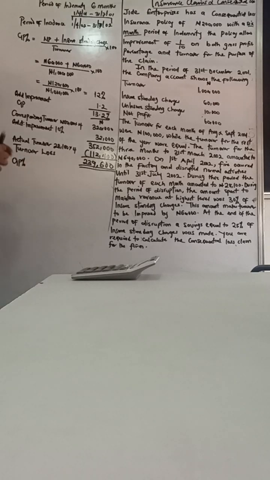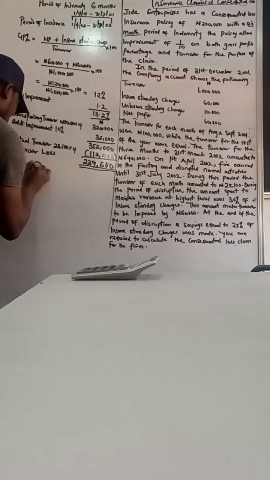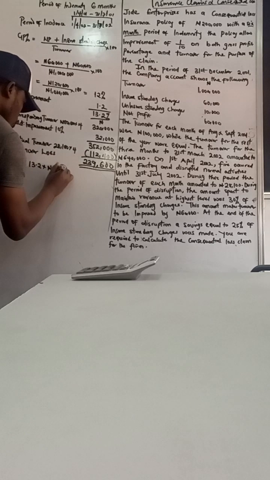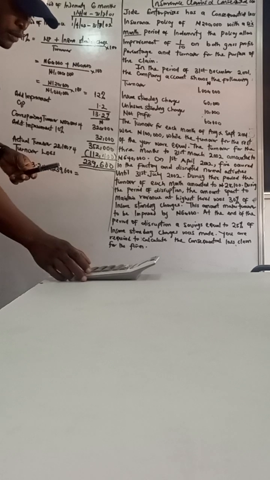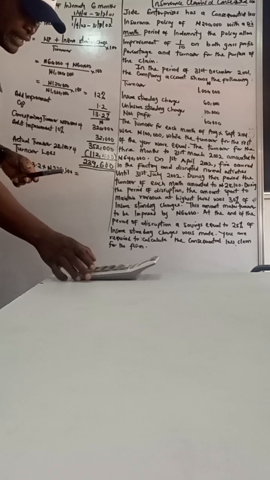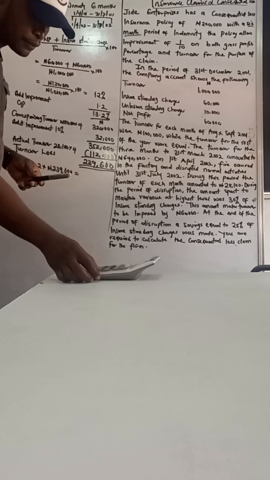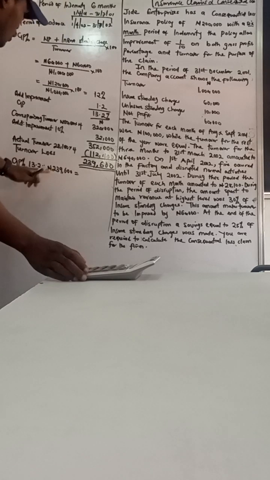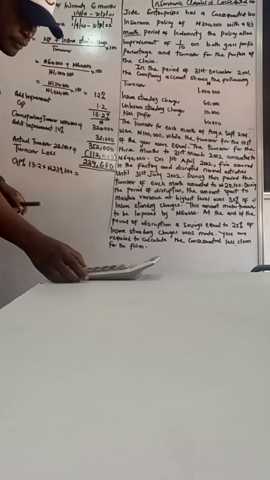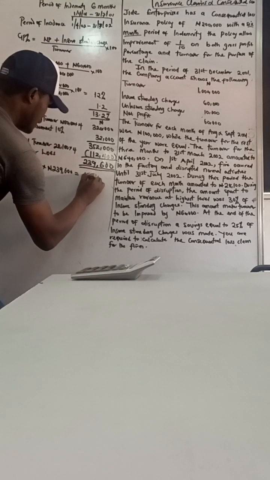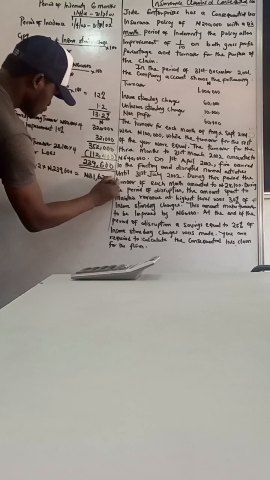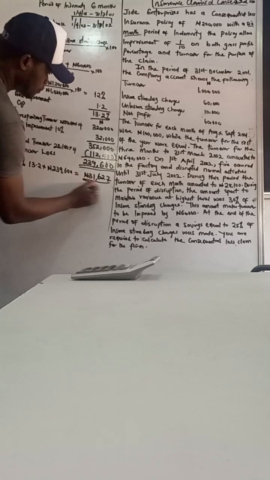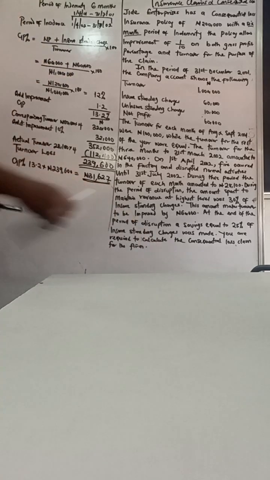My gross profit loss. GP loss, I will now look at it 13.2% times 239,600. So that will give me 31,627. So this is my GP loss. You see it now. At this point, I'm going to stop here.